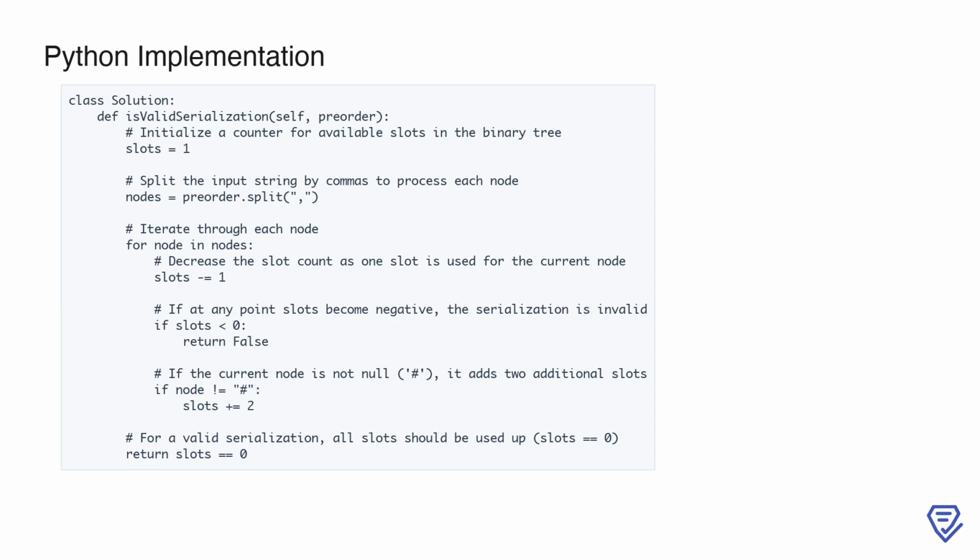Each node is processed sequentially, and the number of slots is adjusted as follows. 1. For every node, a slot is consumed, so decrease slots by 1, as each node occupies one slot. 2. If at any point slots becomes negative, the serialization is invalid, and the function immediately returns false. 3. If the node is not a null node, a hashtag, it contributes 2 new slots for its left and right children, so increase slots by 2. After processing all nodes, the function checks if slots is 0. If yes, the serialization is valid, otherwise, it's invalid. This ensures that all slots were properly allocated, and no extra nodes or unused slots remain.